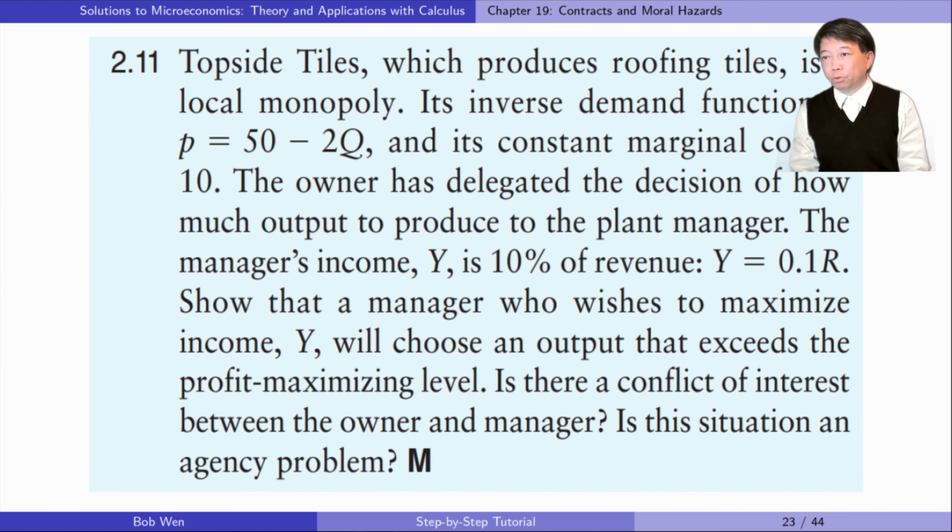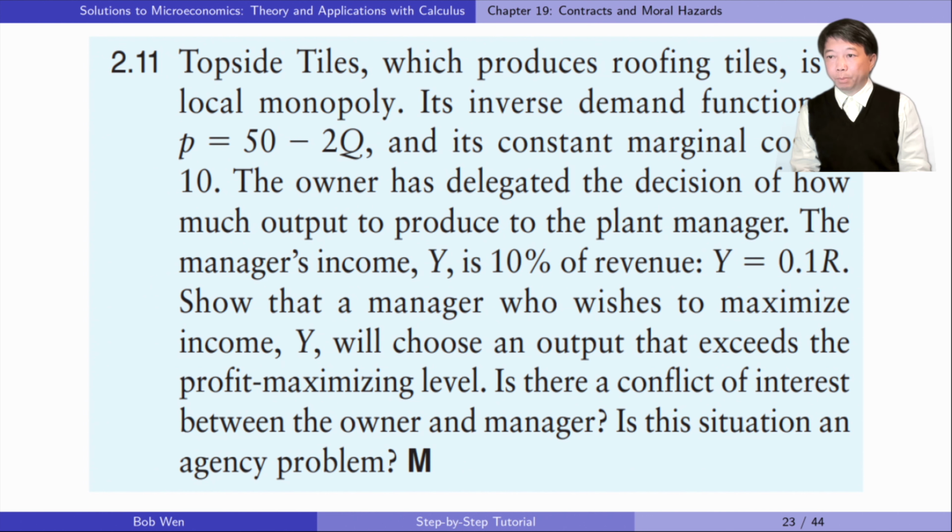Let's go to exercise 2.11. A monopoly's inverse demand function is P equals 50 minus 2 times Q, and its constant marginal cost is 10. The owner has delegated the decision of how much output to produce to the plant manager. The manager's income, Y, is 10% of revenue.